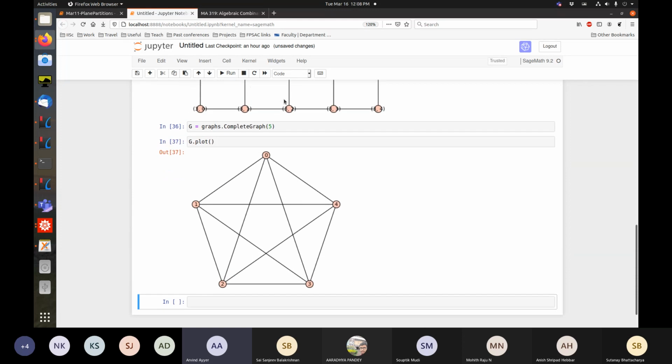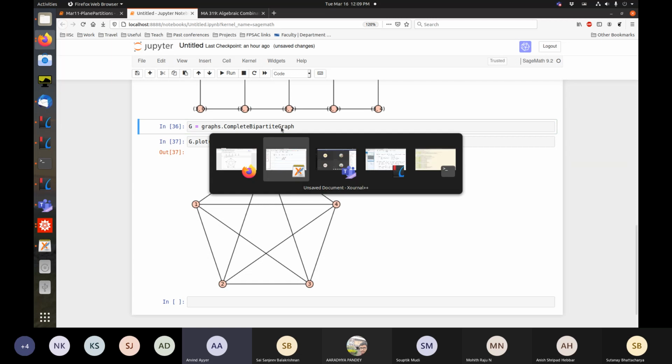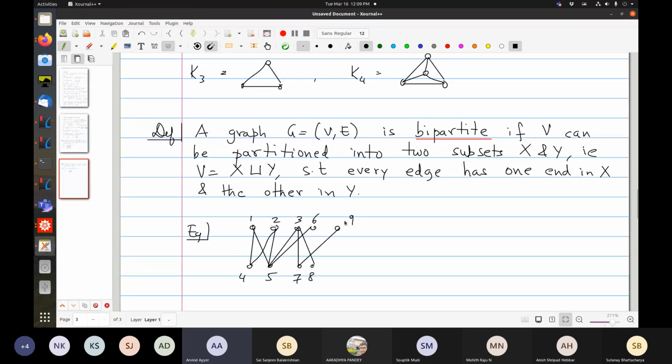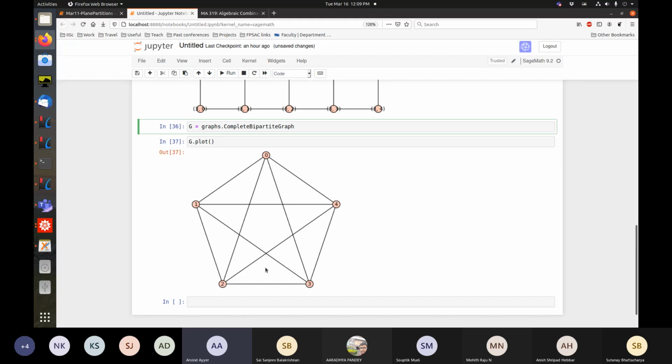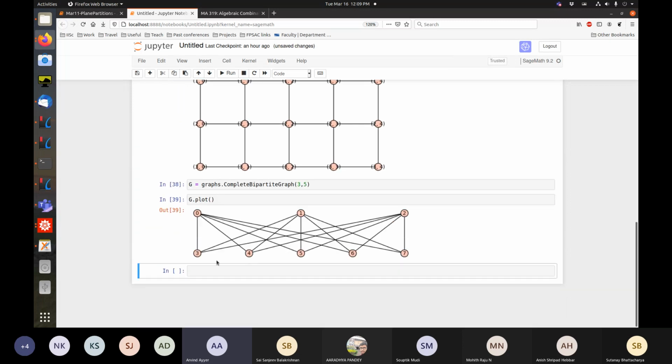Okay, let me also show you some bipartite graphs. I didn't define it formally, but there is also the complete bipartite graph. Remember what I said about the bipartite graph: you have two sets of vertices, and what the complete bipartite graph does is, within this constraint, it has all possible edges. So if I do K35, let's say, this is what it looks like. I have 3 vertices on top, 5 vertices on bottom, and everything on top is connected to everything in the bottom and vice versa.